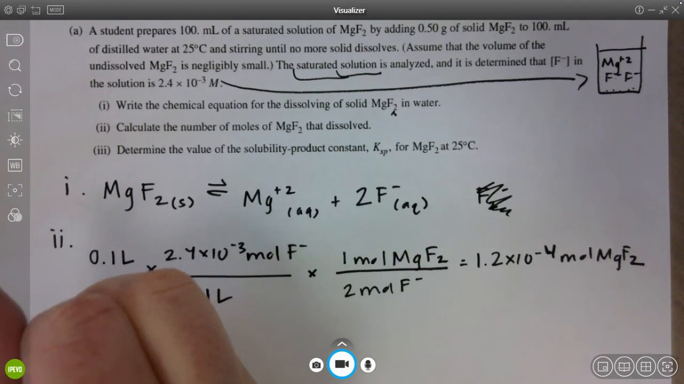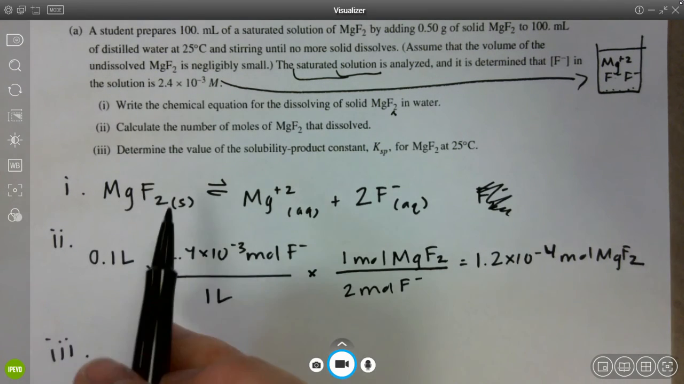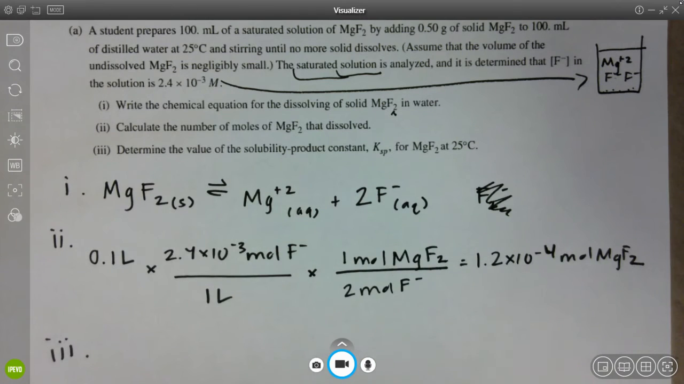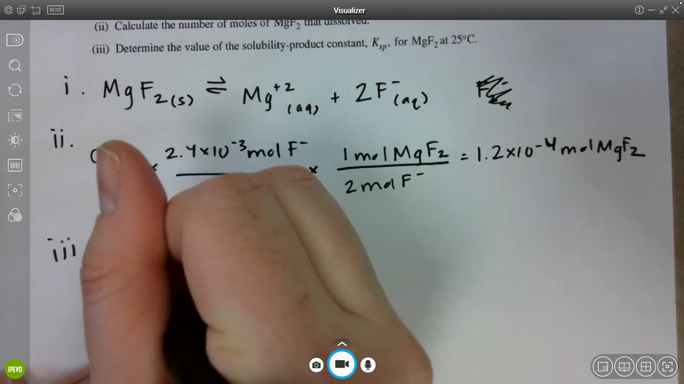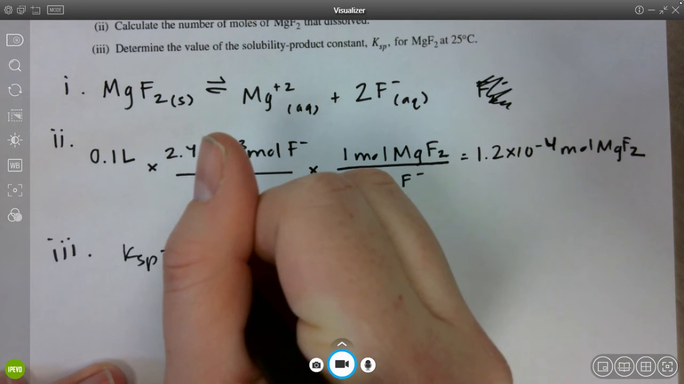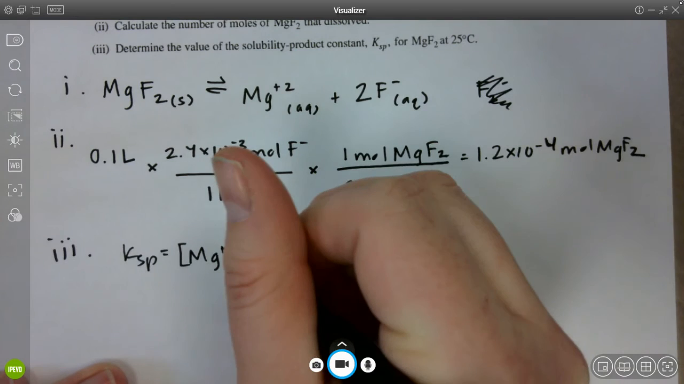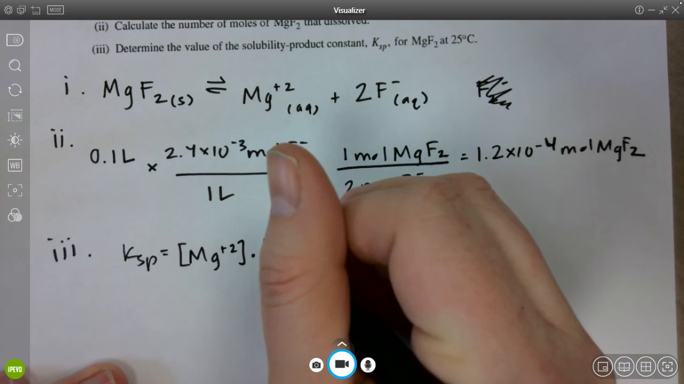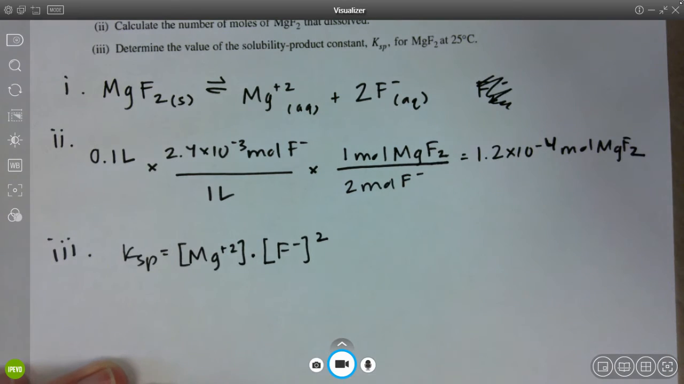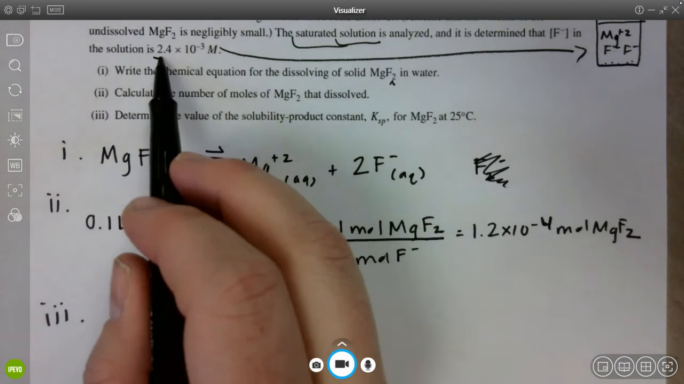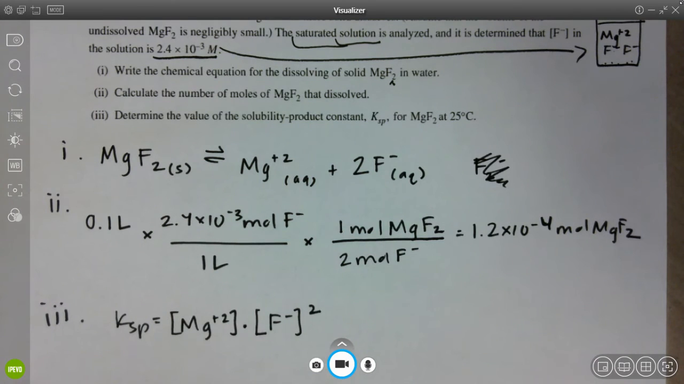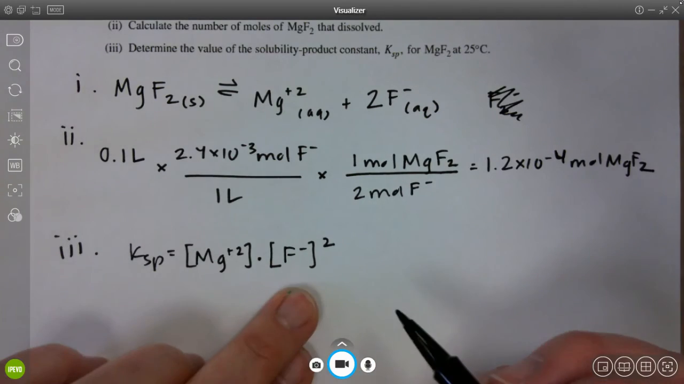Okay. Now, step 3 here says to determine the value of the solubility product constant Ksp at 25 degrees. So here's why we're here in the first place. Alrighty, so we know that our Ksp value is going to be equal to my concentration of magnesium plus 2 times the concentration of F minus squared, okay? Now, they gave us the concentration of F minus in the problem. They tell us that the concentration of F minus is 2.4 times 10 to the negative third molar. So I'm going to just put that right in here.